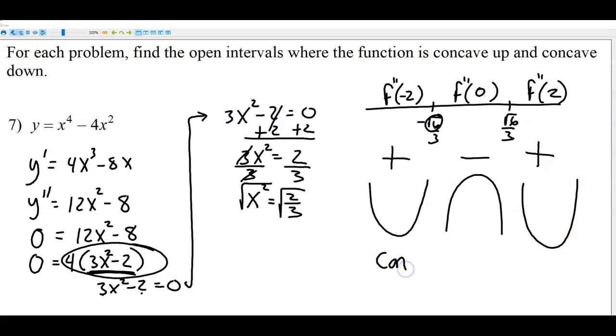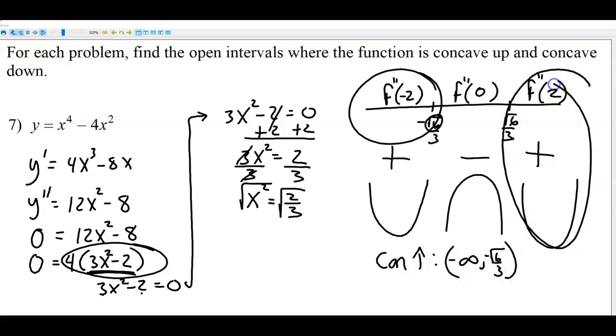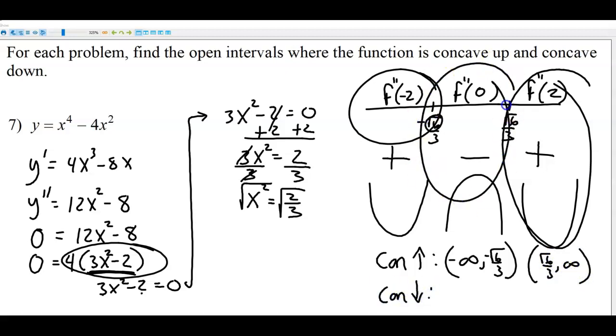So concave up would be this interval, which is negative infinity to negative square root of 6 over 3, as well as this interval, which is square root of 6 over 3 to infinity. Concave down would be this interval, which is from negative square root of 6 over 3 to positive square root of 6 over 3.